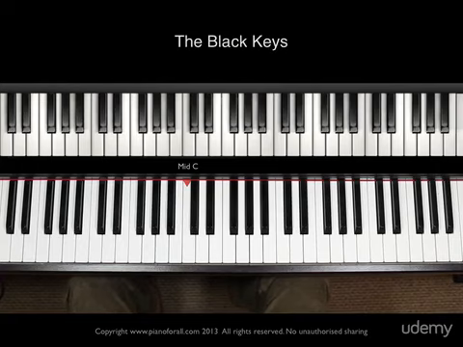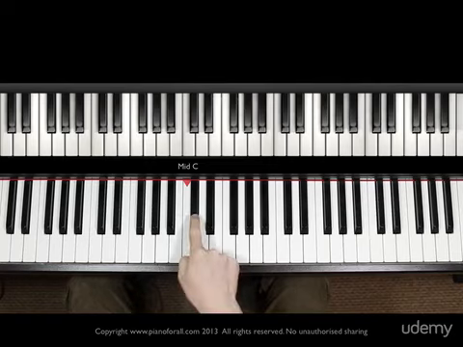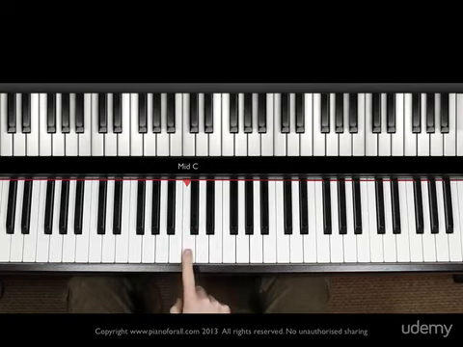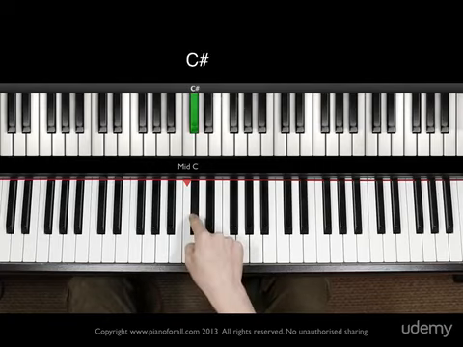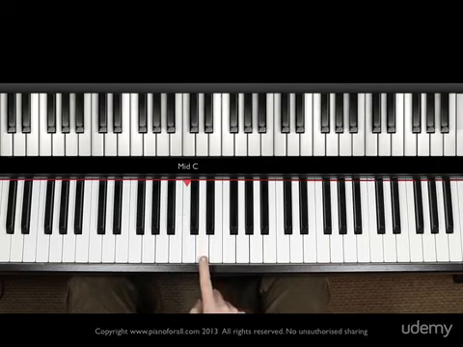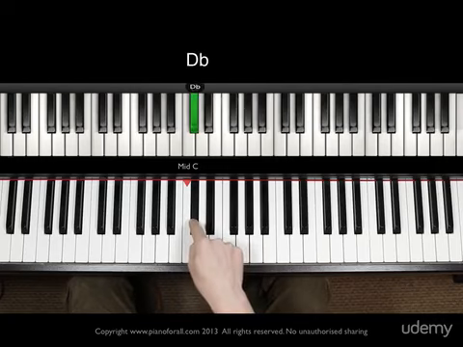The black keys are known as either sharps or flats. Don't worry about why, just memorize it all for now. They're named using the white key nearest to them on their left or right. So let's look at this note. On the left is C, so that's C sharp. On the right is D, so it can be called D flat.